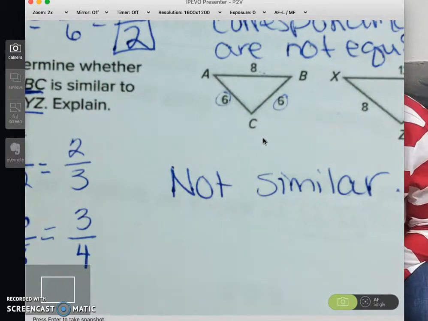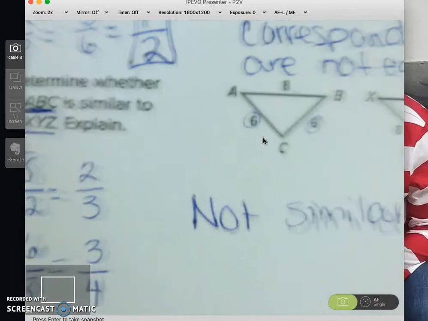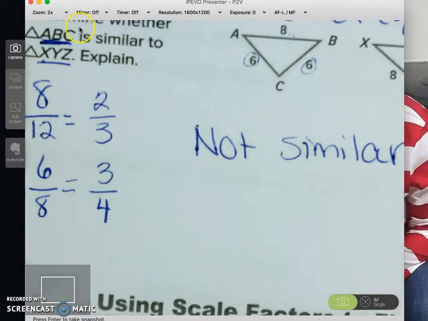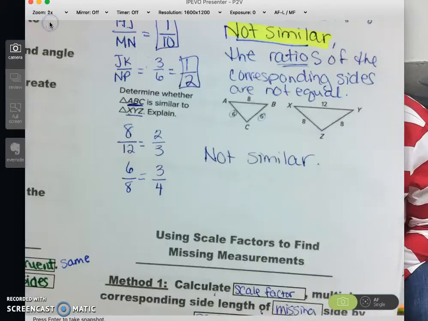Okay, the next part: there are two methods when trying to find a missing length. I personally only like one. The other video that I have online has both methods. In this video, I'm just going to show one method, but I'll explain how to do both. I'm just going to show one, though.